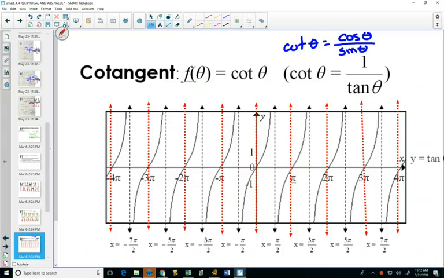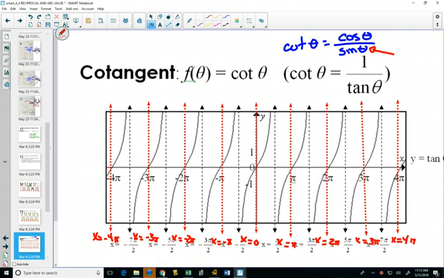And we can label them, and you'll notice that your asymptotes are at the exact same places where sine of theta is equal to 0. So we have an asymptote at x equals 0, x equals pi, x equals 2 pi, x equals 3 pi, x equals 4 pi, and similarly going backwards, negative pi, negative 2 pi, negative 3 pi, and negative 4 pi.